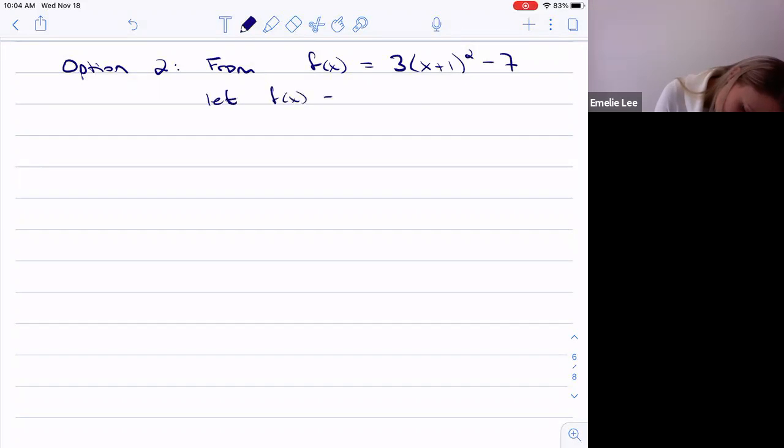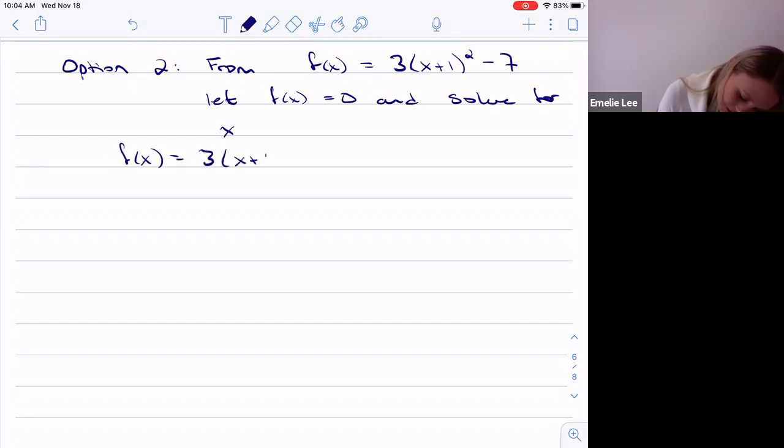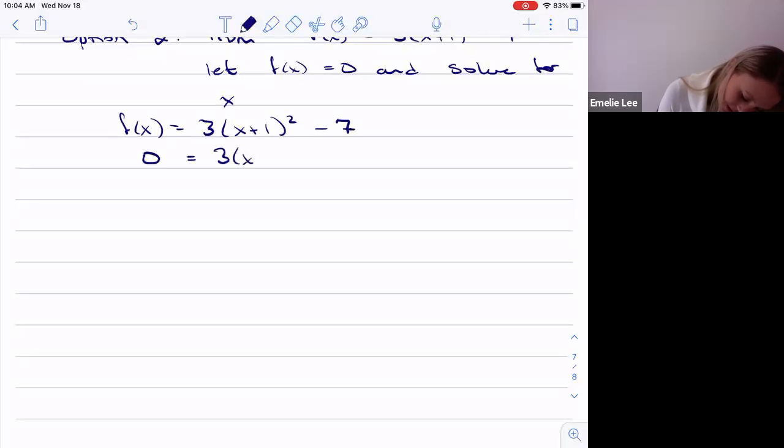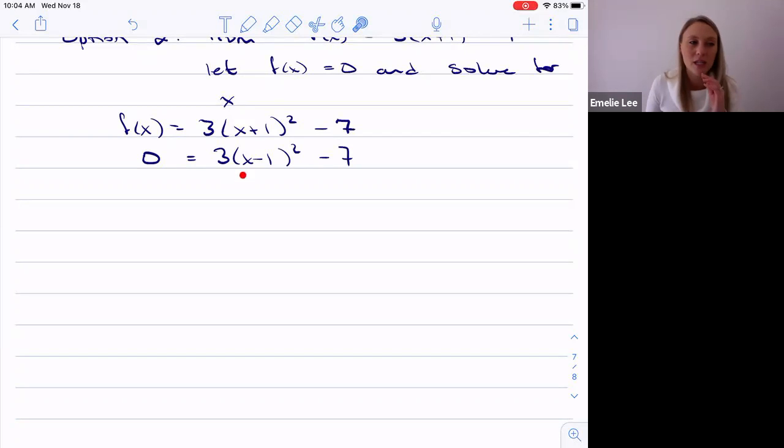Let f of x equal 0 and solve for x. So we have, and I'll start properly, f of x equals 3 times x plus 1 squared minus 7. So 0 is 3 times x minus 1 squared minus 7. Notice that the only variable here is x, right? So I'm able to rearrange things if I just be patient. I have to add 7 to both sides, divide both sides by 3, square root that.